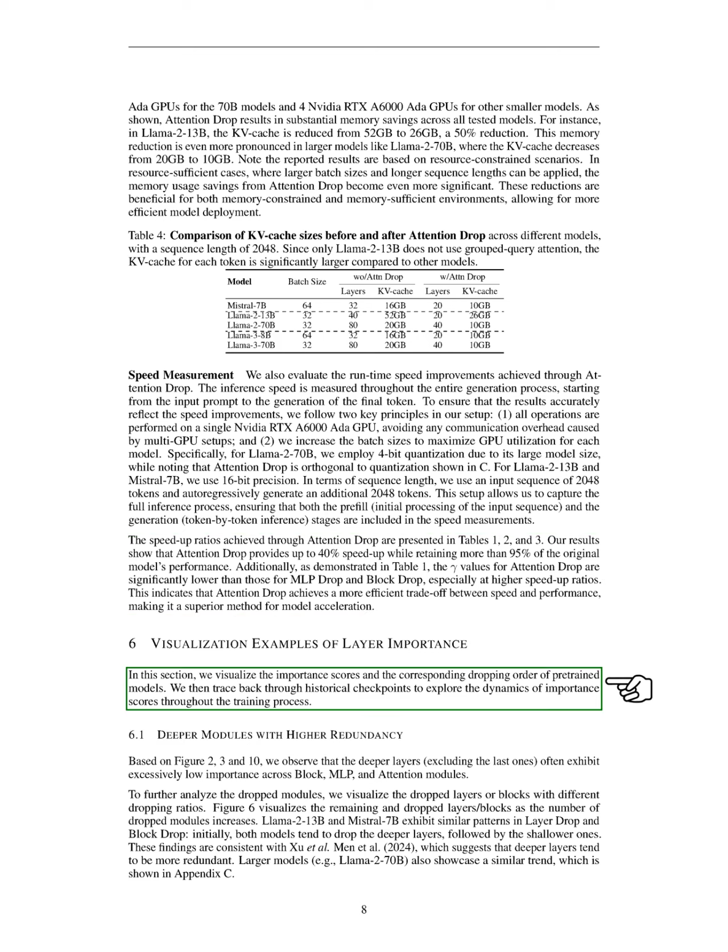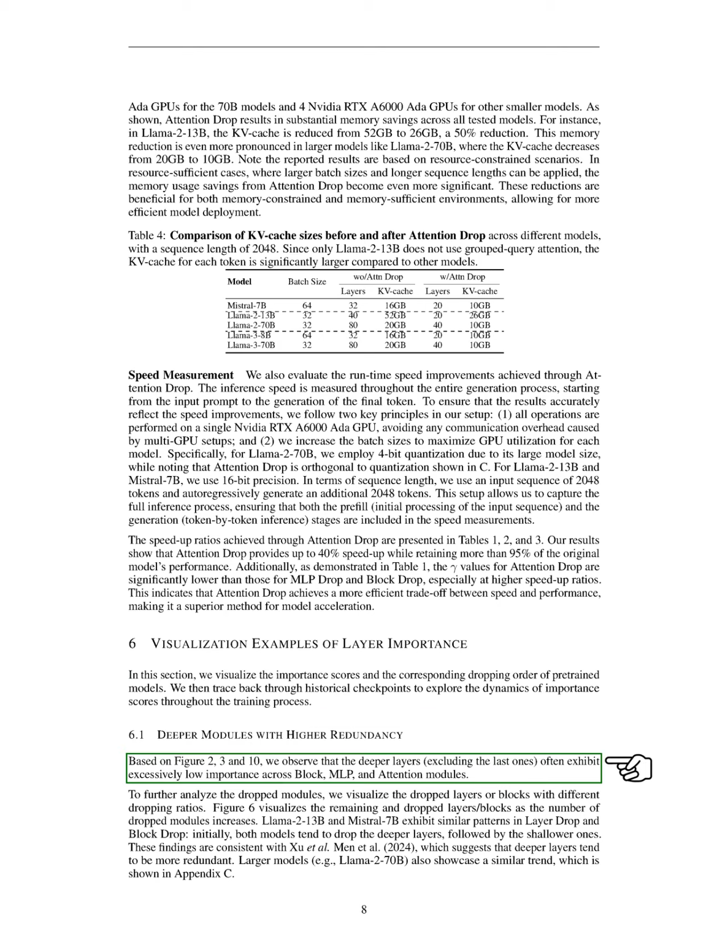We also visualize the importance scores and the order in which layers are dropped in pre-trained models. By examining historical checkpoints, we explore how these importance scores change during training. We observe that deeper layers, except for the last ones, often show low importance across block, MLP, and attention modules.